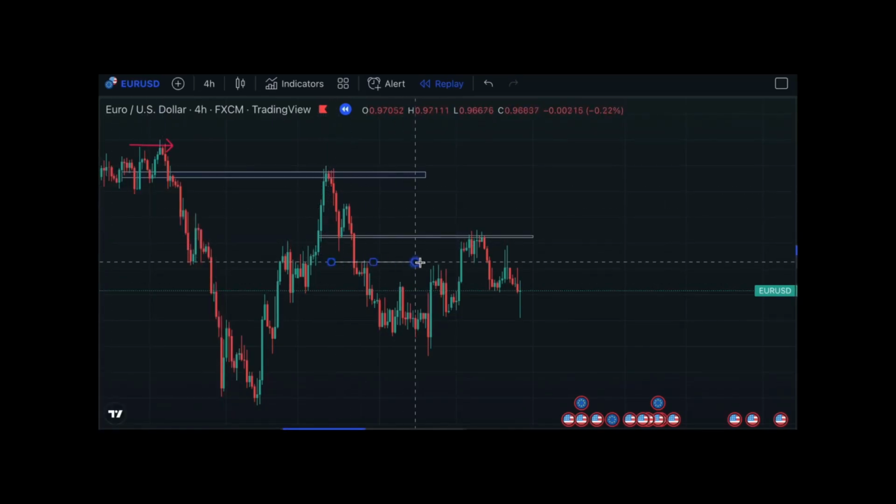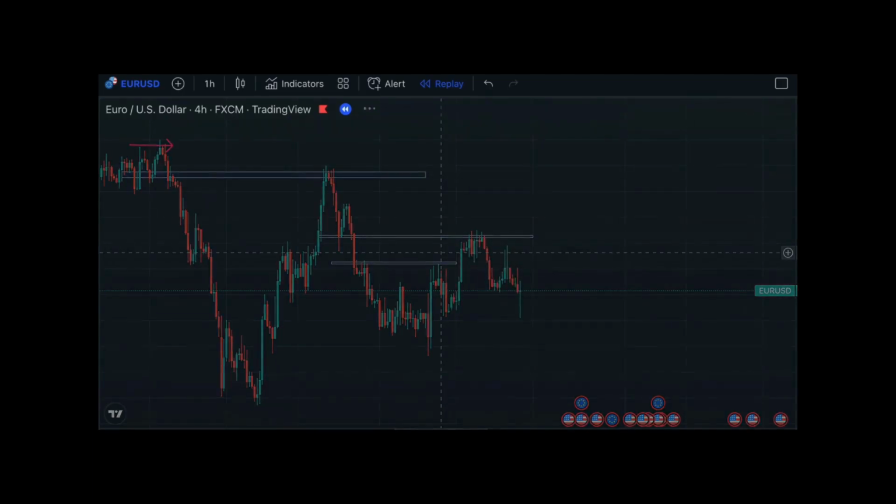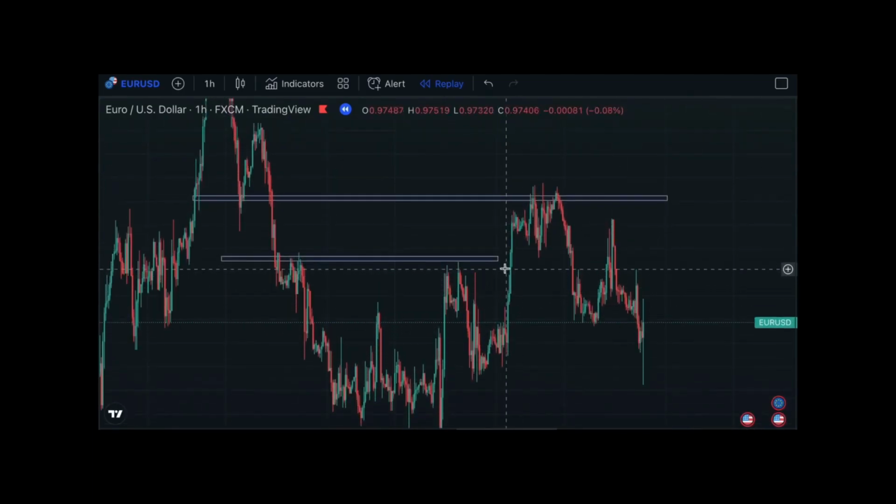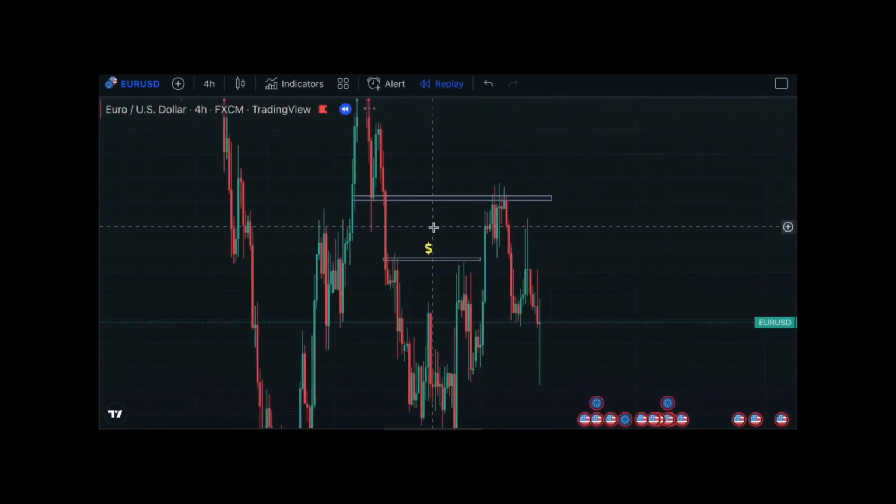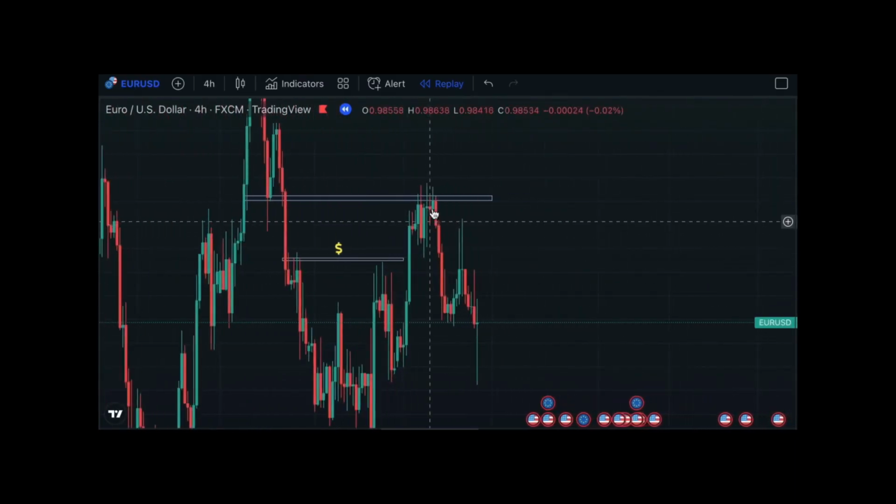We see our very clean setup. We see the equal highs in here. If you go on a lower time frame, you can see it much more clear. You see these equal highs. We can put the liquidity on top. Price comes to our order block, grabs the equal highs, comes to our order block.